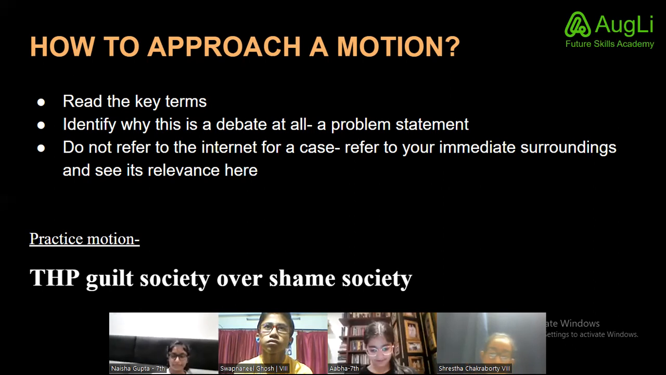But guess doesn't mean that you by your own discretion choose whatever you want. You also have to rationalize it. So you can't say this house prefers guilt society over shame society, and we are talking about India because we want to. We are thinking of this house as India. No, you have to give me an explanation for why you think it should be only India and not the global society at large. Why shouldn't we talk of this house as a global society?